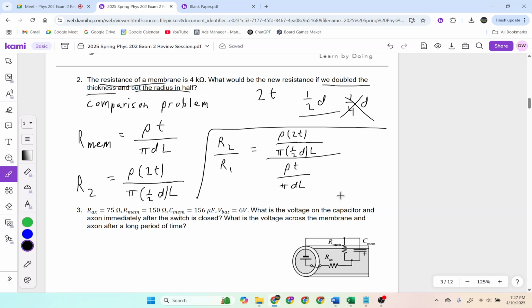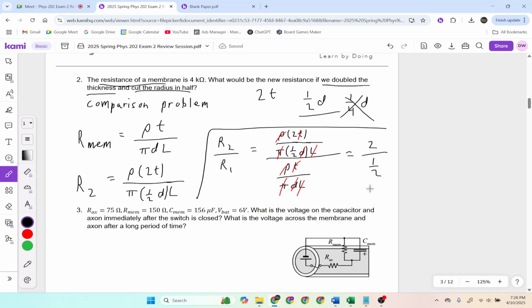The next step is my favorite part. It's canceling out literally everything. Rho cancels, t cancels, pi cancels. Yes, the d cancels even though it's in a parenthesis, and the l cancels. The only things that don't cancel are the 2 and the 1/2. That's it.